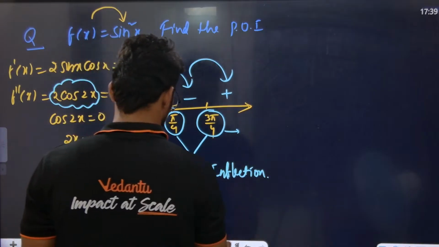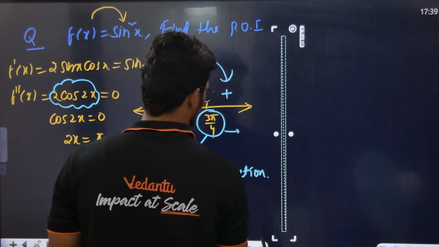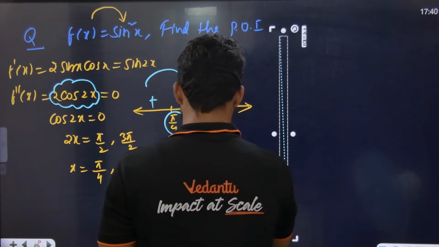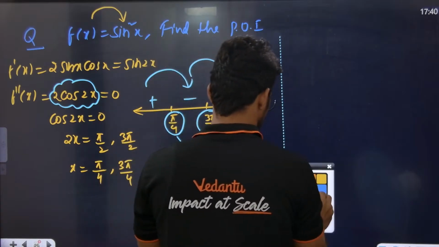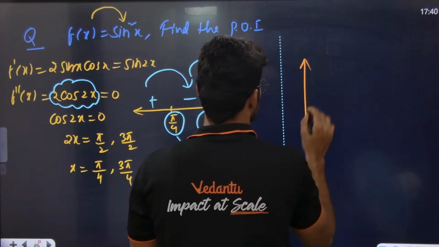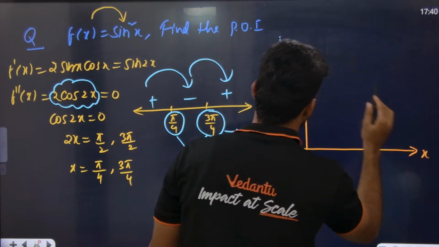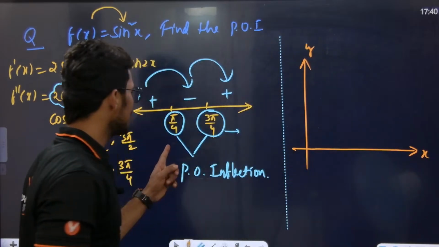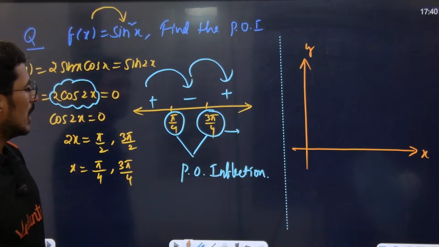Okay? I'll just draw the graph here, look. I'm drawing the graph here. Everybody look at the board, guys. This is the y axis, this is the x axis. Okay sir, first there is a change in the point of inflection. There is a change in the graph.